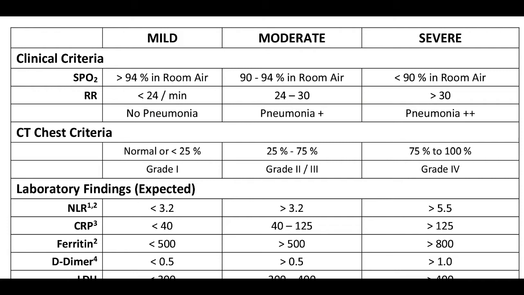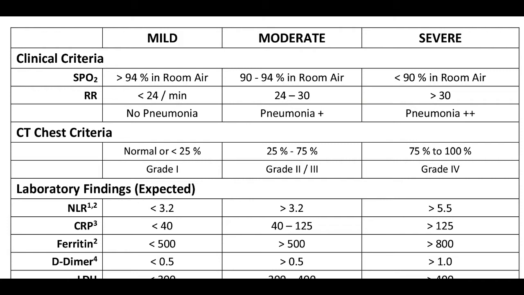So if the saturation is 90 to 94% in the room air and the respiratory rate is 24 to 30, it is called moderate COVID disease and there is pneumonia present in this case. And if the saturation is less than 90% in the room air and respiratory rate is more than 30, it is classified as severe COVID disease. And the pneumonia is present for sure in severe disease.